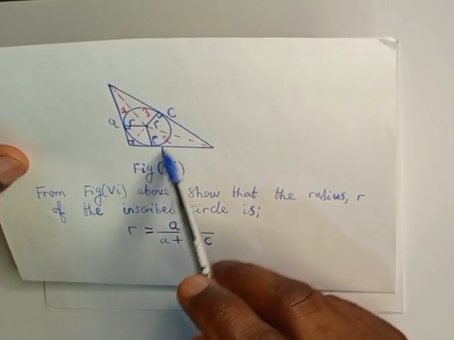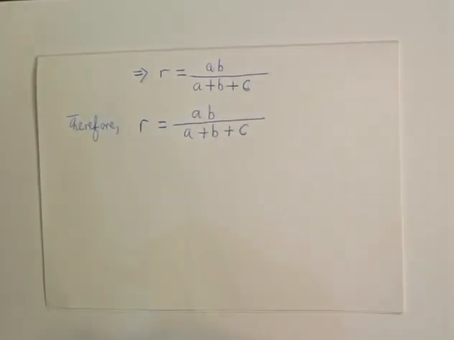Taking the sum of the three sides of this triangle, it gives us the perimeter of the triangle. We are done with the solution of the question.